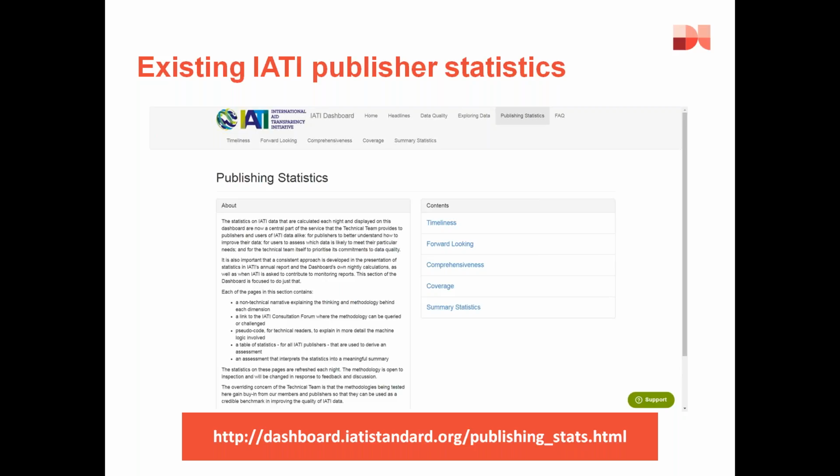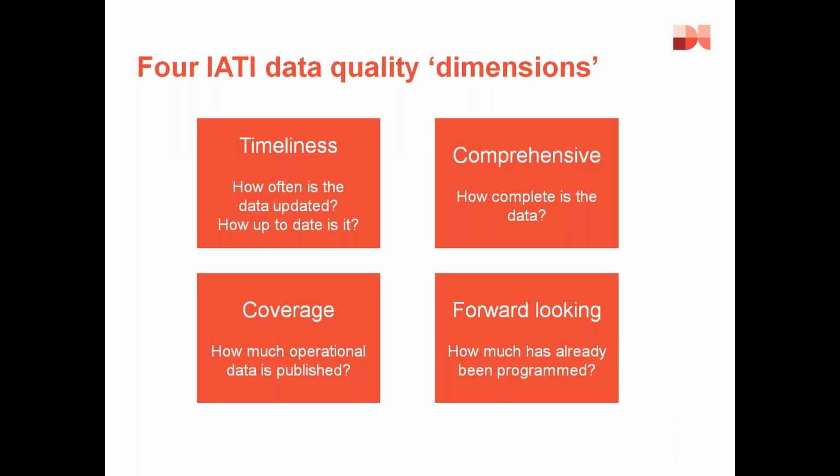So the dashboard uses a system of flags, red, amber and yellow, where the IATI technical team has identified a data quality issue for a specific publisher. And this dashboard's generated nightly from the IATI data on the registry that Wendy mentioned previously, and it's maintained by the IATI technical team. So let's see a little bit more about the dashboard and IATI's 4 data quality dimensions.